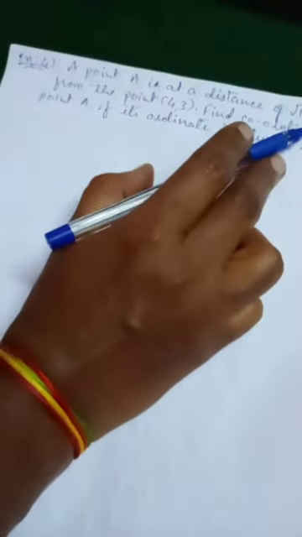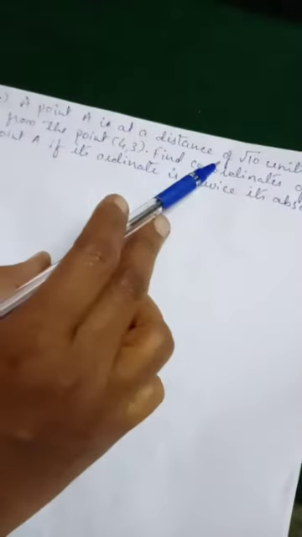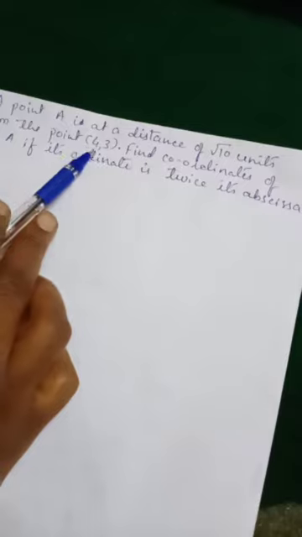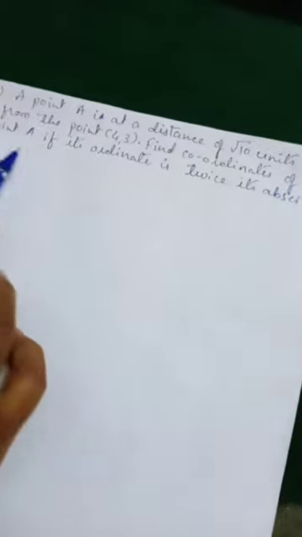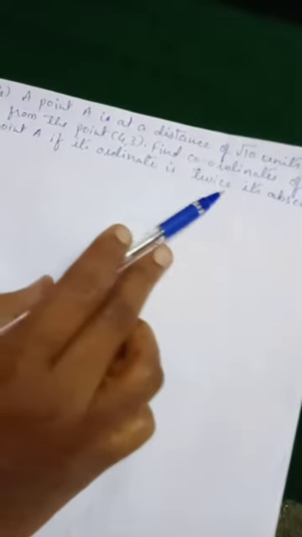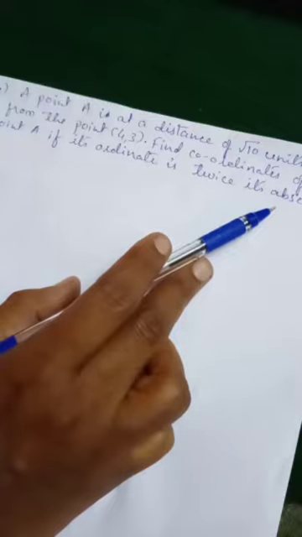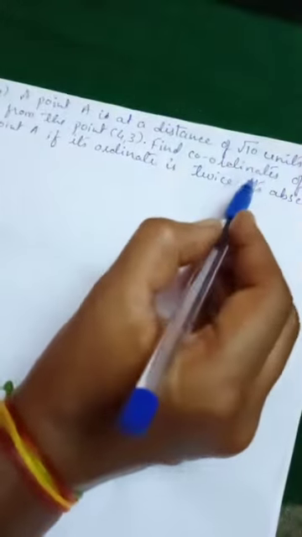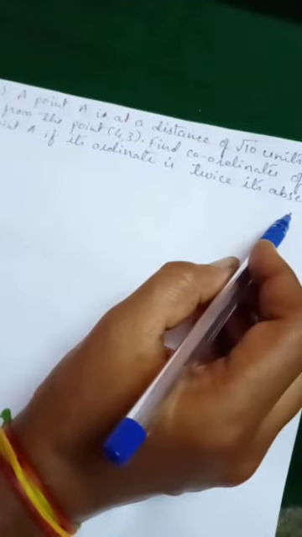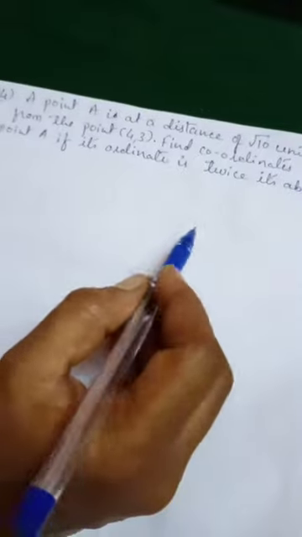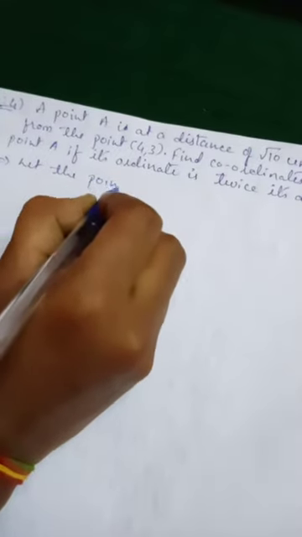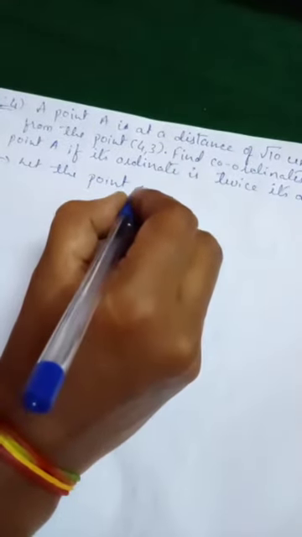A point A is at a distance of root 10 units from the point 4, 3. Find the coordinates of point A if its ordinate is twice its abscissa. Abscissa means x points, that is x values. Okay, now let's see. So again, let's begin by saying let the point A be x, y here.